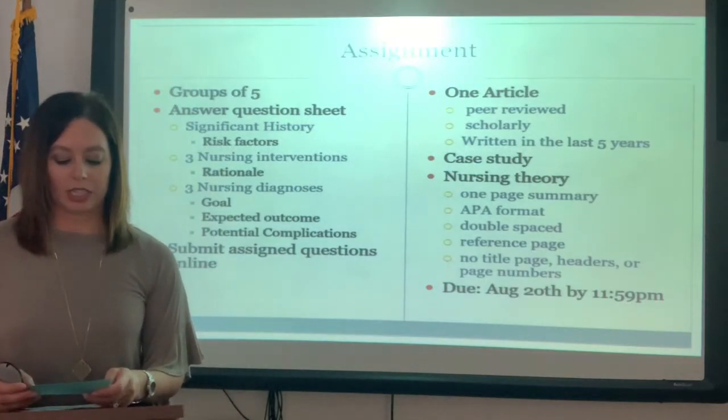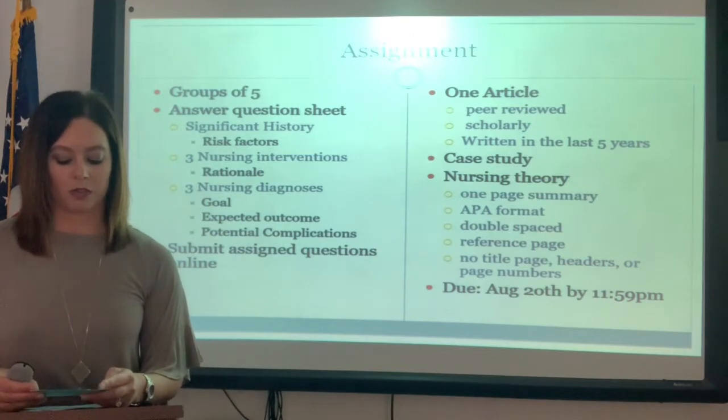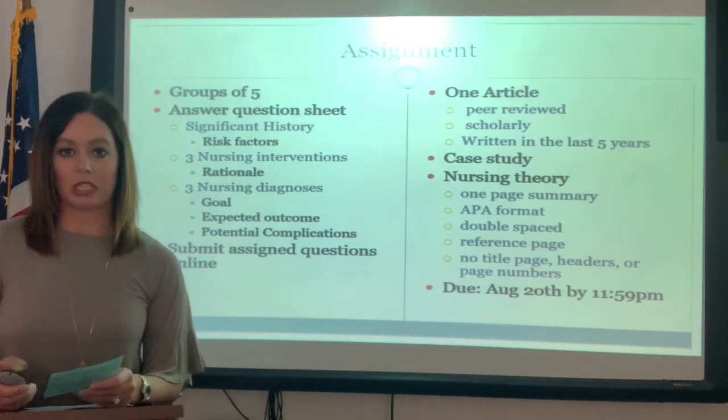I want everyone to get in groups of 5, and I will pass out your question sheet. I want you to please write down 3 nursing interventions with rationales along with 3 nursing diagnoses, including your goals, expected outcomes, and potential complications. Remember to submit this assignment along with your 1-page article summary compared to a nursing theory by 11:59 tonight. I will be available if there are any questions, and please feel free to email me.